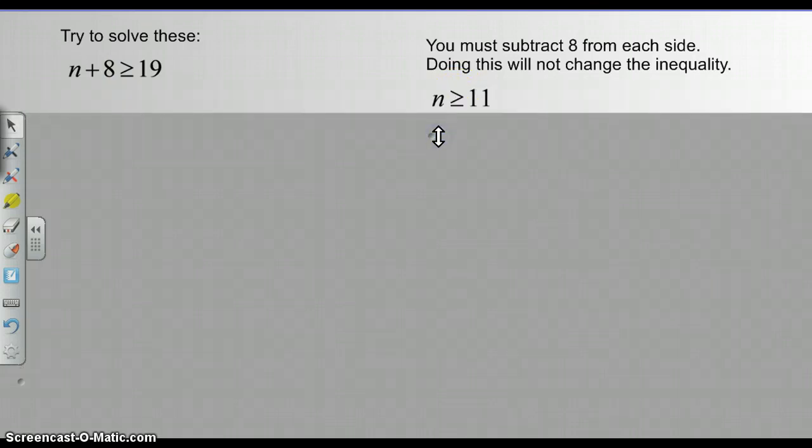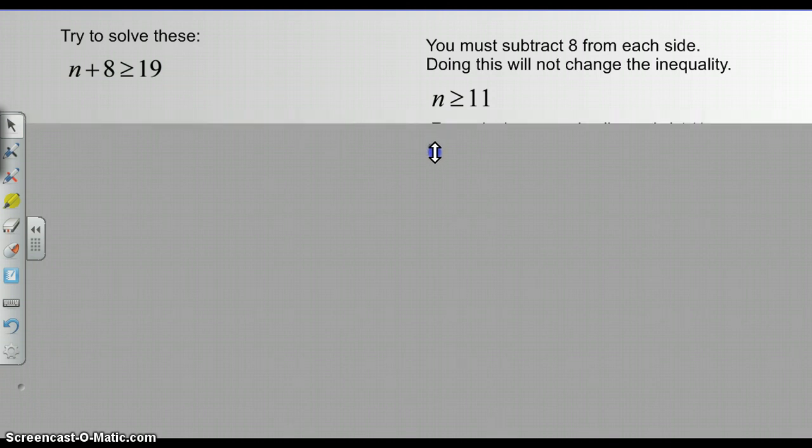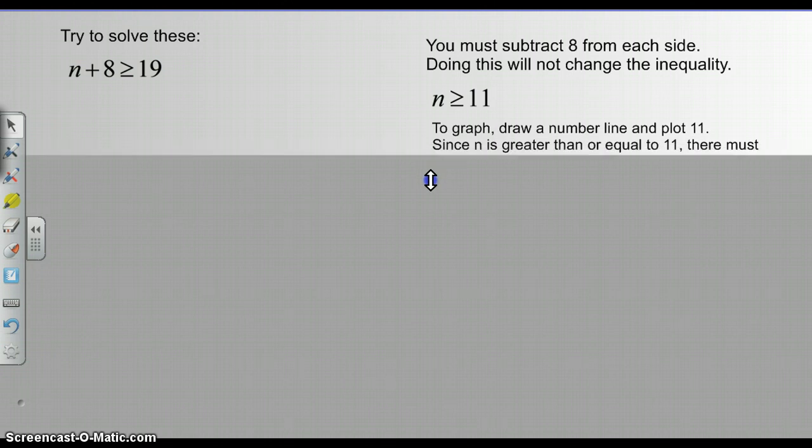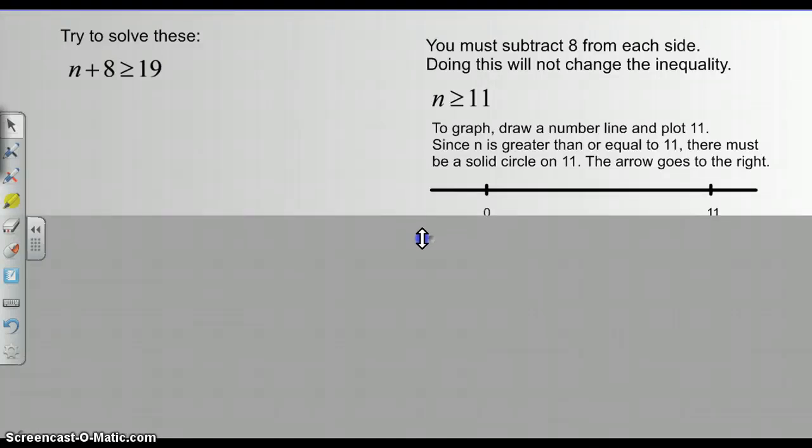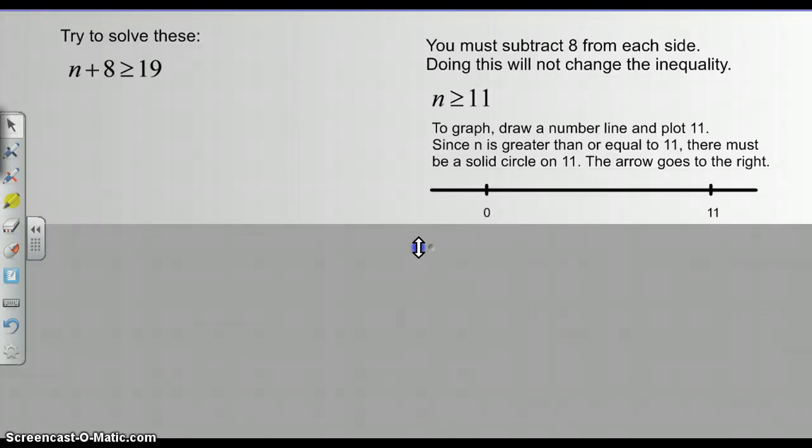When you do that, you get n is greater than or equal to 11. I subtracted 8 from both sides. Now to graph it, we're going to draw a number line, and we're going to plot 11. I ask that on your number lines you have at least 2 numbers so I can have some reference as to where 0 is. Since n is greater than or equal to 11, there must be a solid circle on 11, and the arrow will go to the right.